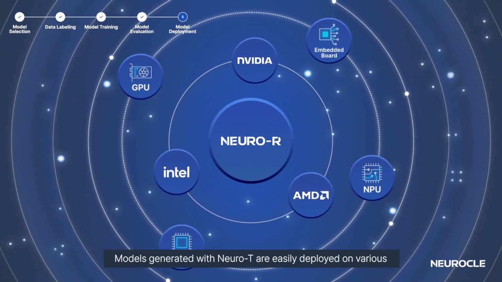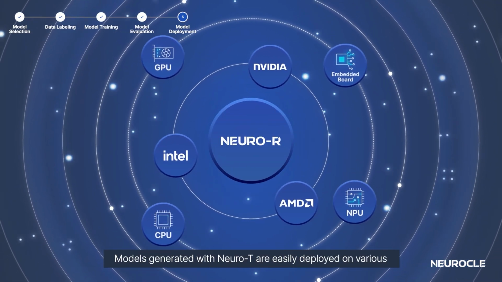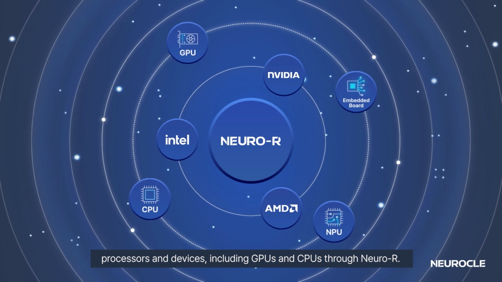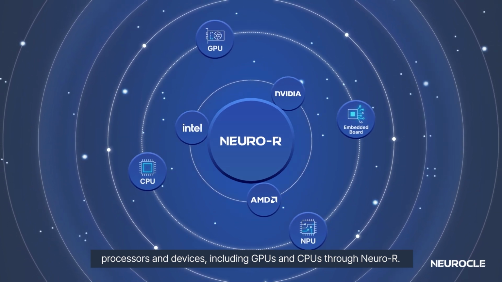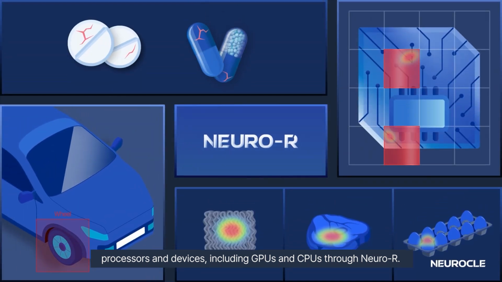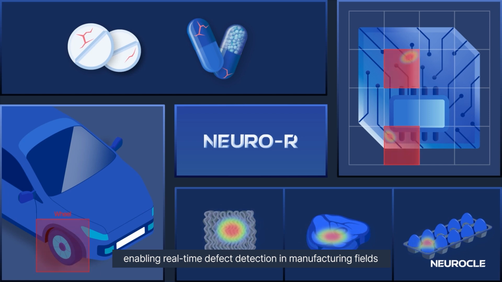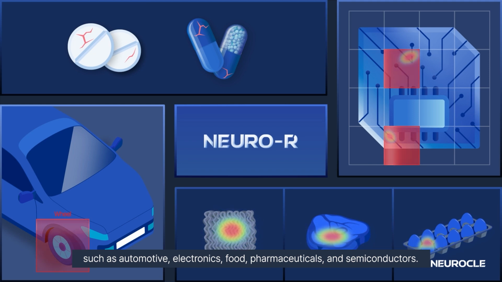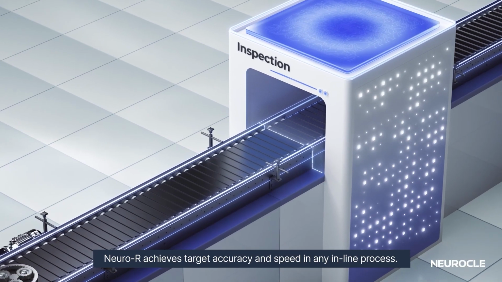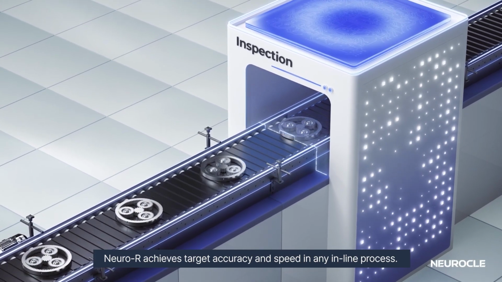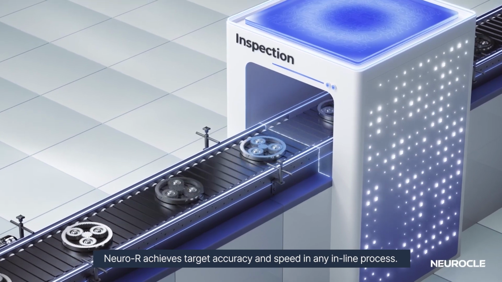Models generated with Neurocle are easily deployed on various processors and devices, including GPUs and CPUs, through NeuroR, enabling real-time defect detection in manufacturing fields such as automotive, electronics, food, pharmaceuticals, and semiconductors. NeuroR achieves target accuracy and speed in any inline process.